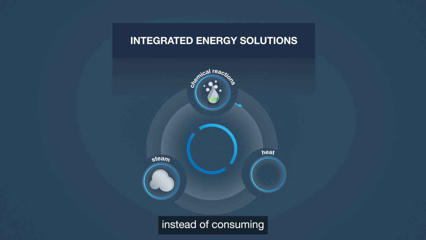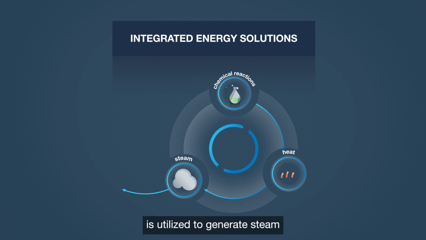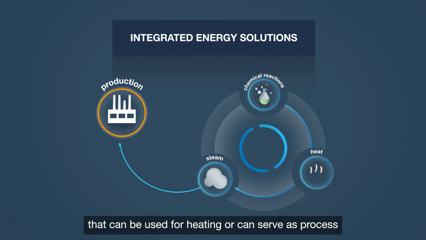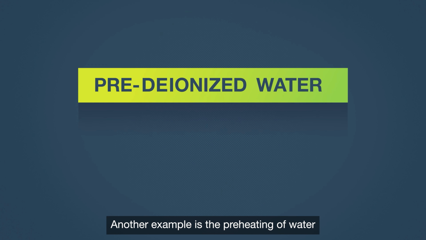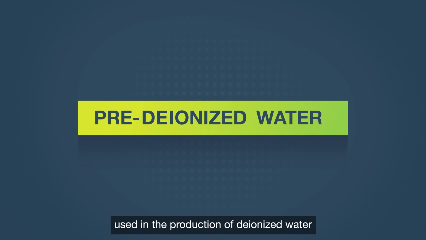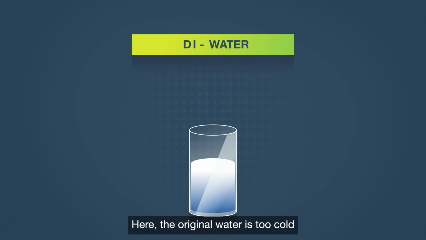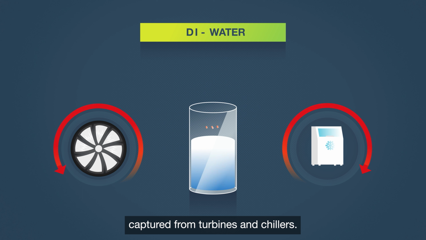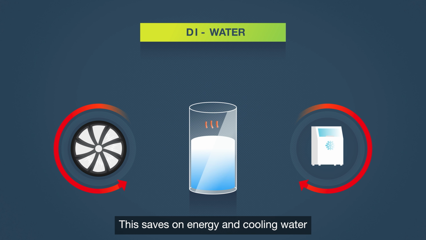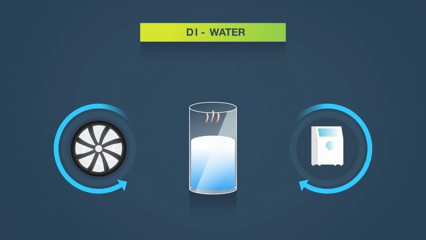For example, instead of consuming primary fuels, the waste heat from chemical reactions is utilized to generate steam that can be used for heating or can serve as process steam in other plants. Another example is the preheating of water used in the production of deionized water, or DI water for short. Here, the original water is too cold, and so it is heated with the waste heat captured from turbines and chillers. This saves on energy and cooling water on one hand and cools the turbines and chillers on the other.